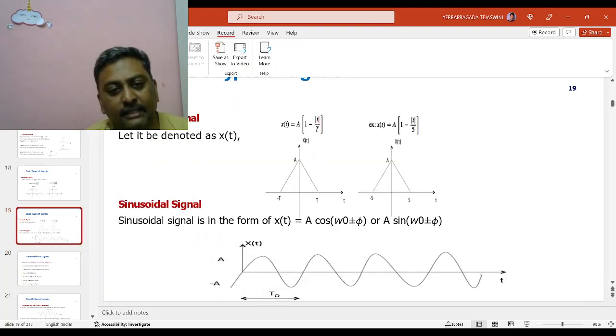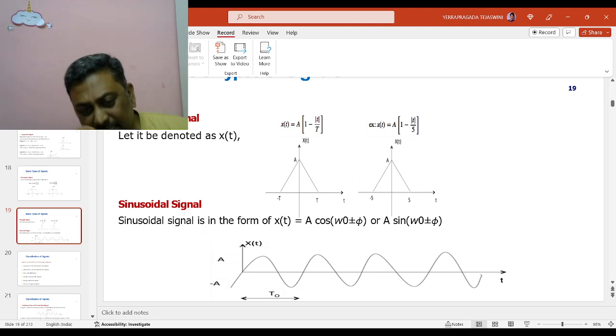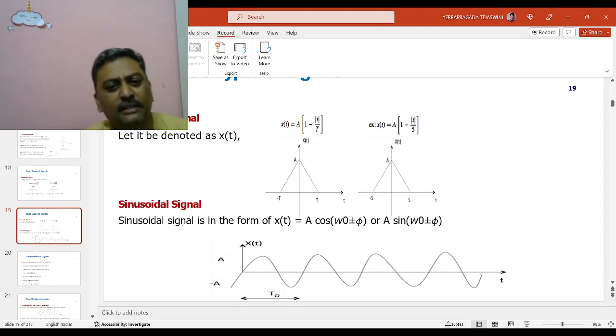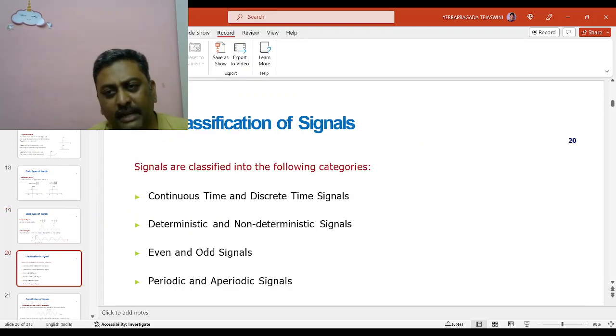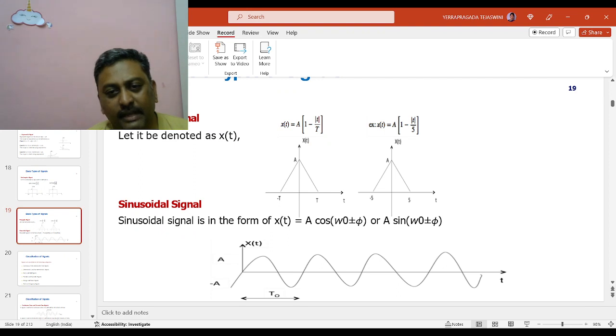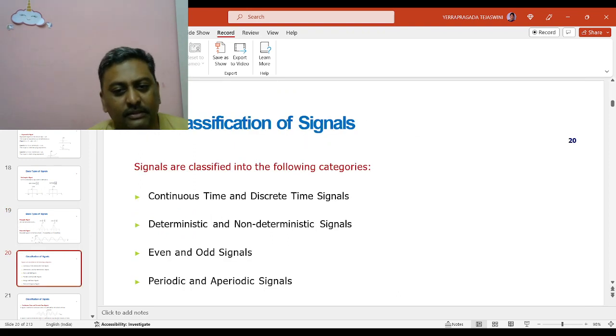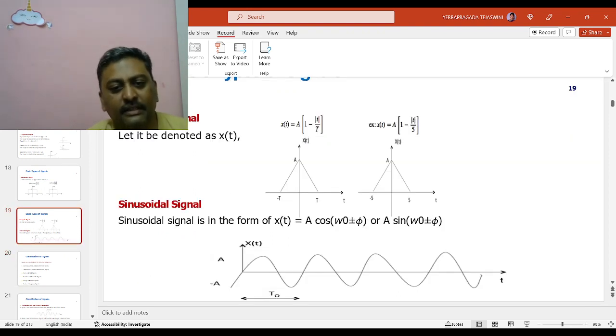Now, sinusoidal signals. A sinusoidal signal is a signal in the form of A cos(omega naught t plus or minus phi), or A sin(omega naught t plus or minus phi). So it may have sine components or it may have cosine components also. There is no restriction for a sinusoidal wave. So this is the sinusoidal signal that we are seeing.